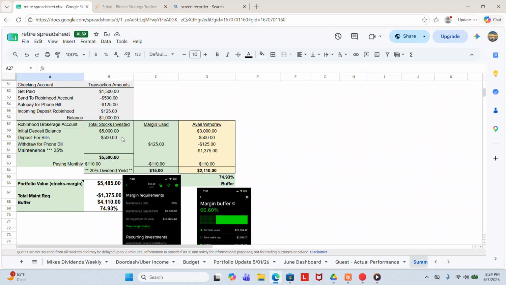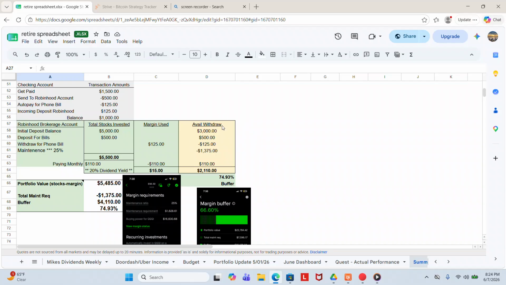And at the end of the month, assuming a 20% dividend yield, we're going to have a monthly dividend of $110. Anytime money comes into your account, it automatically goes towards the margin balance. So in this case, $110 of dividends hit, boom, it reduces your margin by $110. Over here is your available withdrawal.